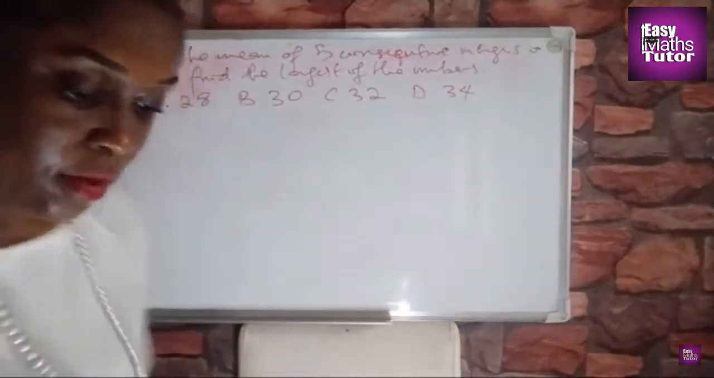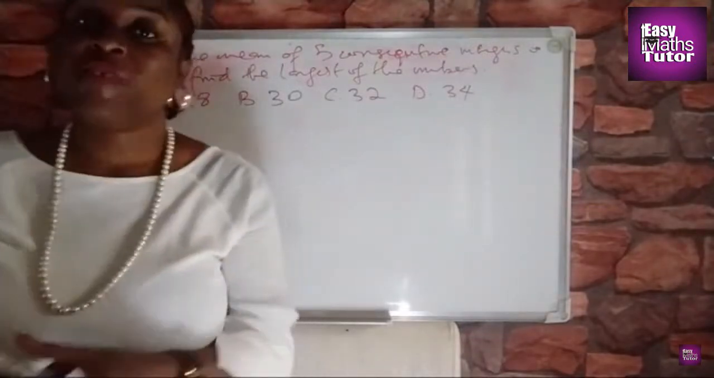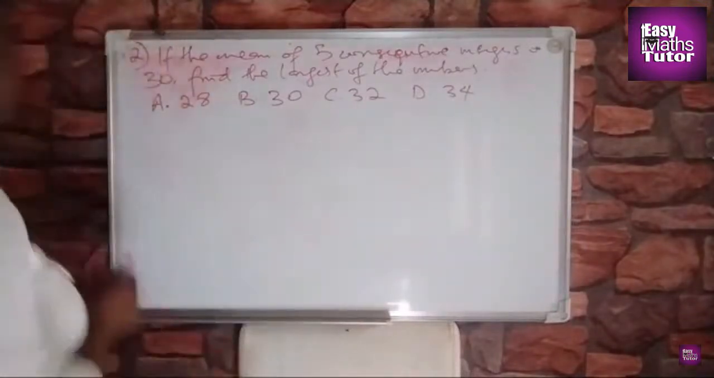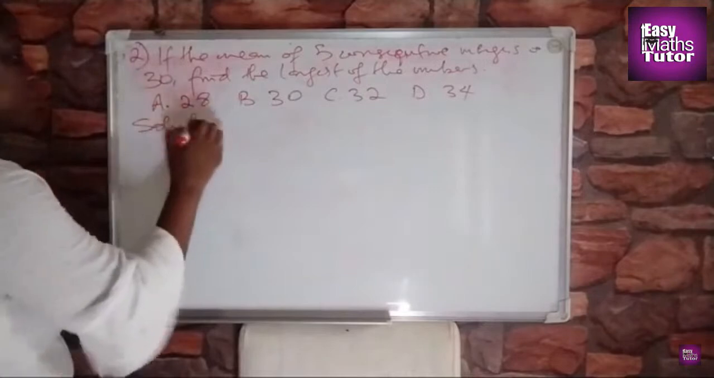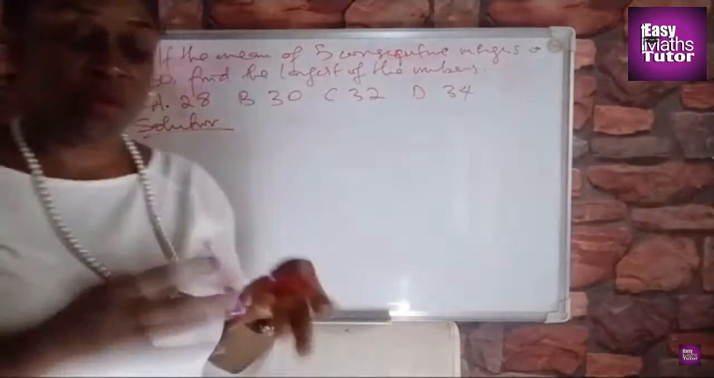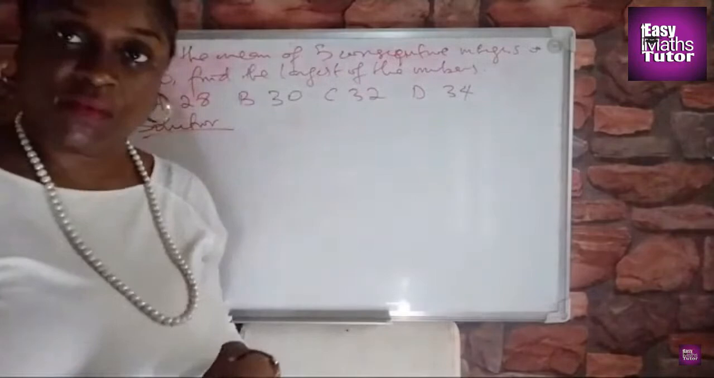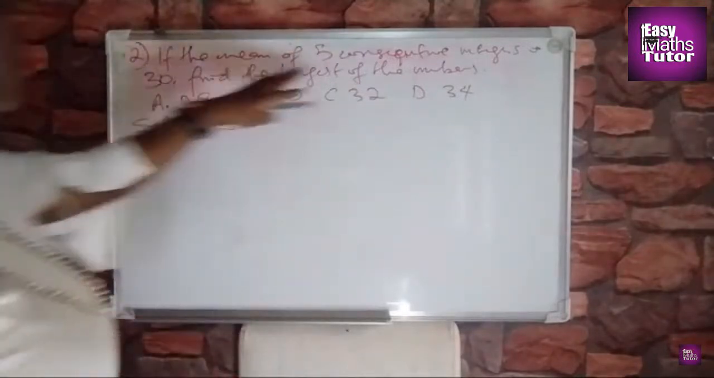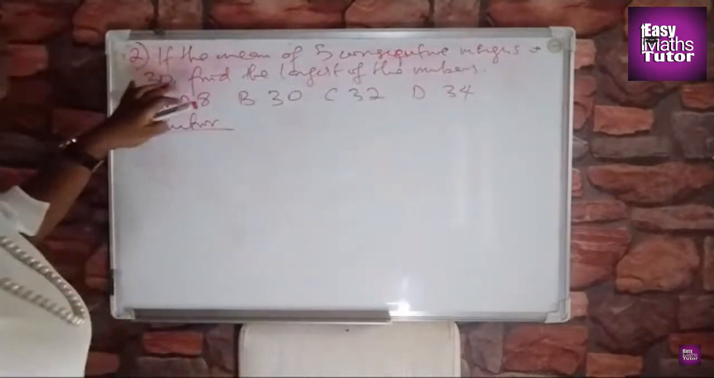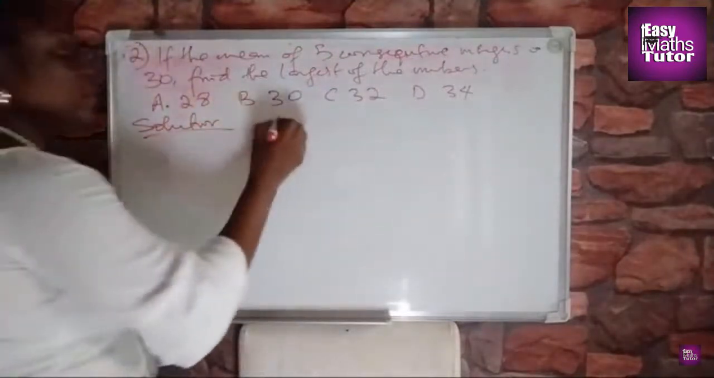Okay, so we're going to assume that the first number is A. Let the first number be A. They said 5 consecutive numbers, like 1, 2, 3, 4, 5. Numbers following each other are called consecutive numbers. So we're looking for the mean of 5 consecutive integers, and if the mean is 30, find the largest of these numbers. So let's assume the first number is what?